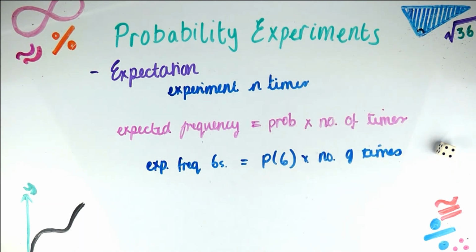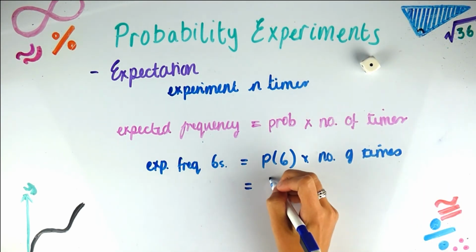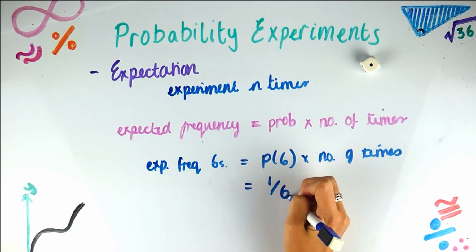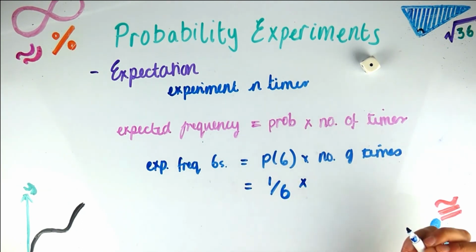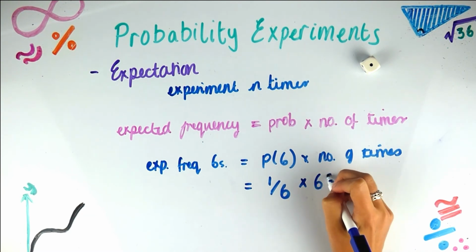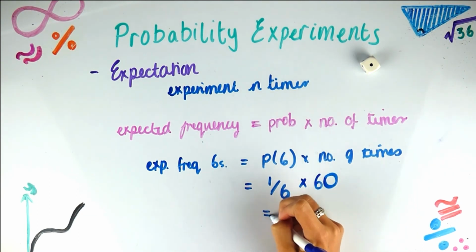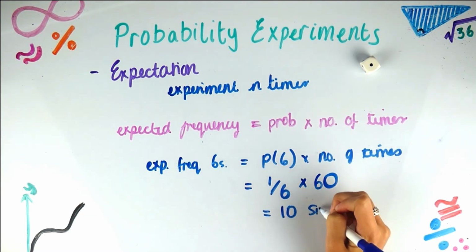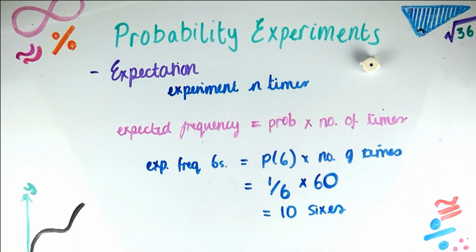So the expected frequency of the 6, the number of times you'd expect to get a 6 after rolling a dice 60 times, would be the probability of getting a 6, which on a fair 6-sided dice would be 1 out of 6, multiplied by the number of times you do the experiment, which here was we rolled it 60 times. So that means we're expecting to get 10 6s. So that's the expected frequency, the expected number of 6s if we roll a dice 60 times. So that's a really useful formula to remember there.